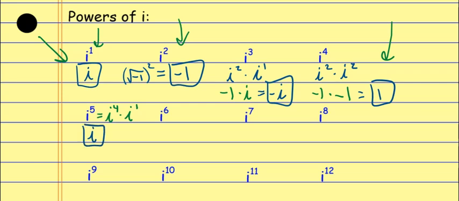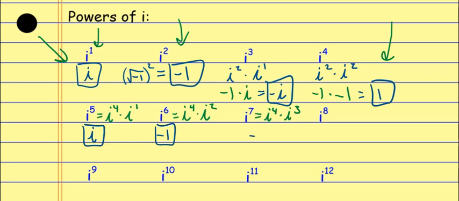If I do i to the sixth, again, I could break it down a couple different ways, but probably the easiest one is i to the fourth times i squared. And i to the fourth is a positive 1. i squared is a negative 1, so what I have is positive 1 times negative 1, which is a negative 1. If I look at the next one, again, the easiest way to break this thing up would be i to the fourth times i to the third. Well, i to the fourth is a positive 1. i to the third is a negative i. Positive 1 times negative i is a negative i.